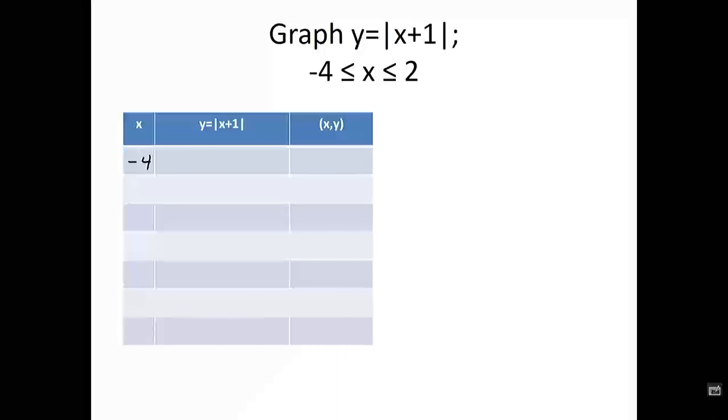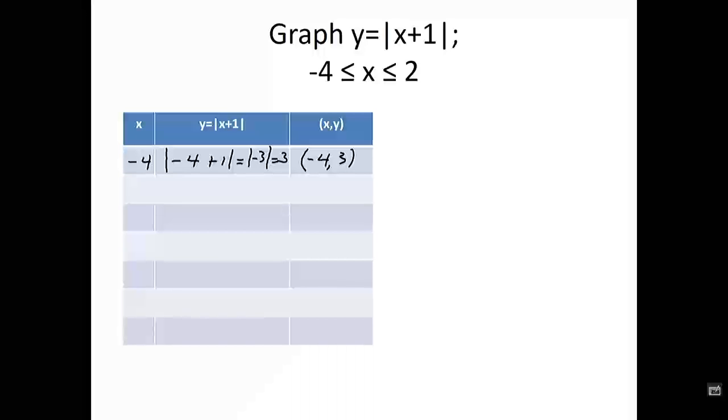All right, when x is -4, we're going to now compute the y coordinate. So this is the x coordinate, -4. To get the corresponding y, we need to substitute into this equation. So that's the absolute value of -4 plus 1, which is the absolute value of -3, which is 3. So the corresponding ordered pair is the x coordinate is -4, the y coordinate is 3.